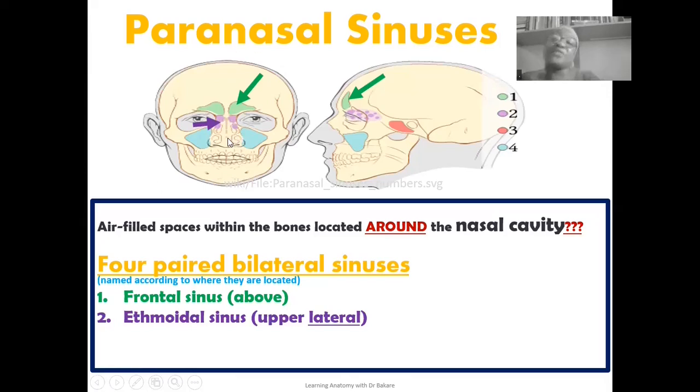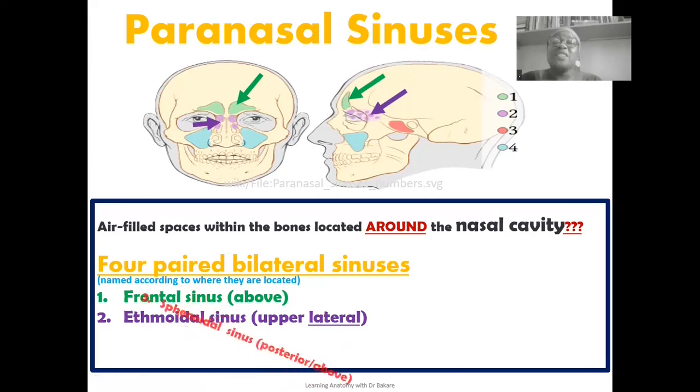We know that the frontal sinus, as we initially described, is seen above the nasal cavity. The ethmoidal sinus is seen to be located lateral to the nasal cavity, and this is what is highlighted here in purple. And on this image here, this is where we have the ethmoidal sinus.